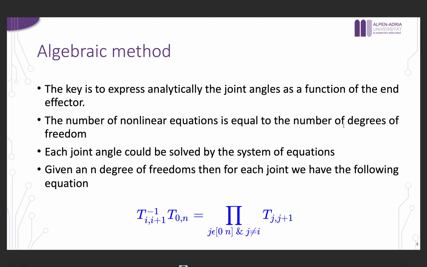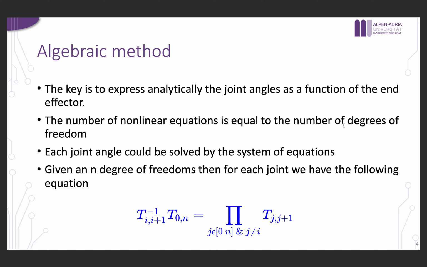The degrees of freedom equal the number of joints, or the number of variables that we are looking for. So each joint angle can be solved by the system of equations. Now, given an n degree of freedom manipulator, for each joint we have the following equation.